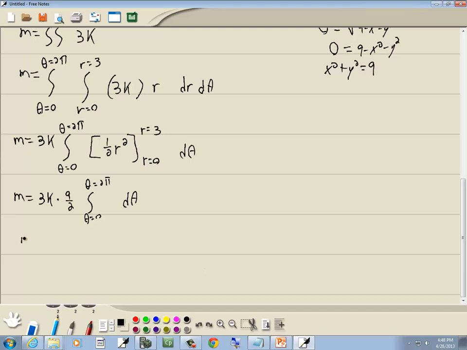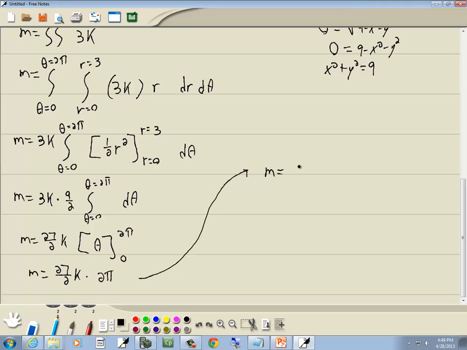Well, that gives us 3 times 9 is 27/2 k. And the integral of this is theta from 0 to 2 pi, which ends up giving us 27/2 k times 2 pi, which gives us m is equal to 54 pi k. And that's our answer.